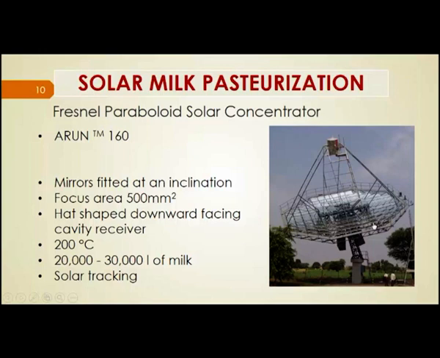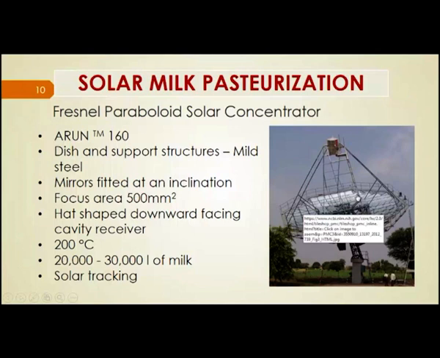By using this we can boil or pasteurize 20,000 to 30,000 liters of milk, and we also have a solar tracking facility. That is, when the sun moves along the sky, the parabolic reflector also moves, tracking the sun and changing the reflection. The support structure, dish and all these things are manufactured using mild steel. That is the solar milk pasteurization, a Fresnel paraboloid solar concentrator.